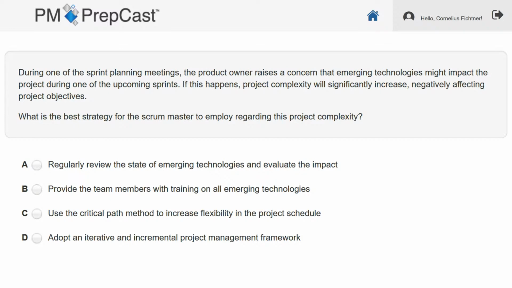Is it A, regularly review the state of emerging technologies and evaluate the impact? B, provide the team members with training on all emerging technologies? C, use the critical path method to increase flexibility in the project schedule? Or is it D, adopt an iterative and incremental project management framework? A, B, C, or D?